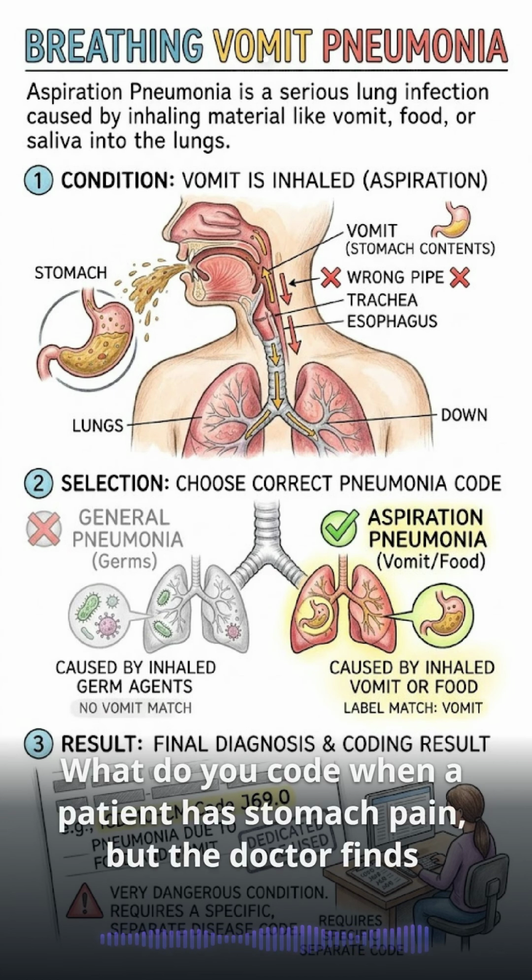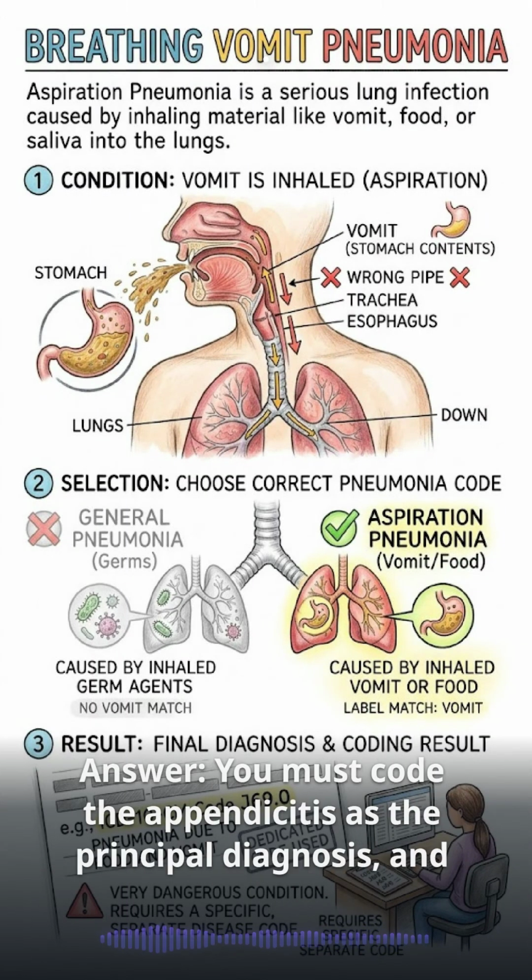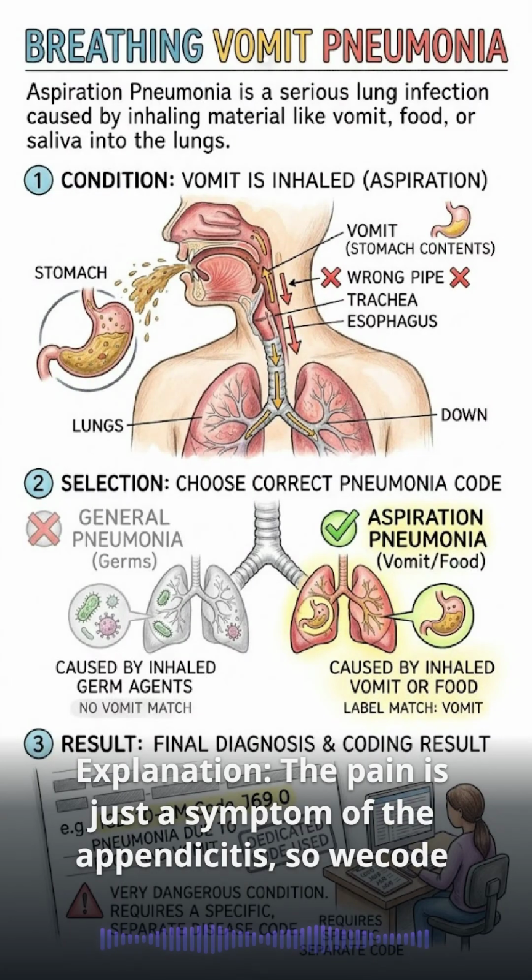58. What do you code when a patient has stomach pain, but the doctor finds appendicitis? You must code the appendicitis as the principal diagnosis, and ignore the stomach pain code. The pain is just a symptom of the appendicitis, so we code the actual disease instead.